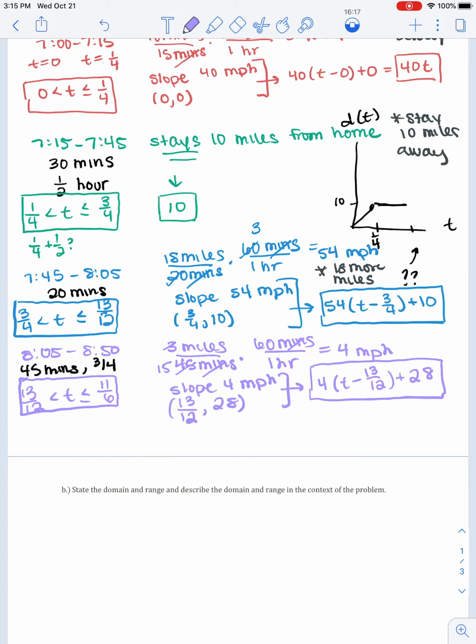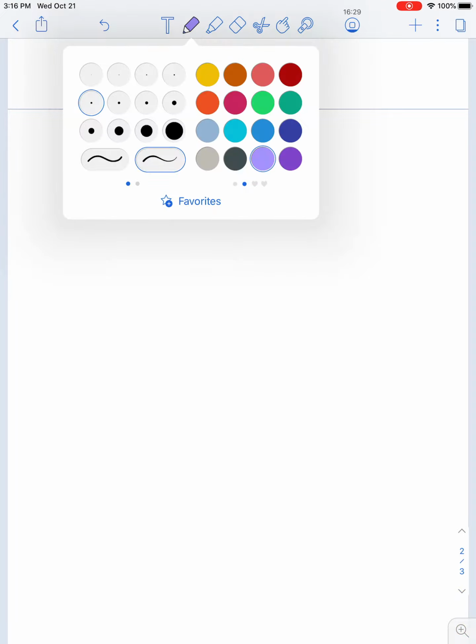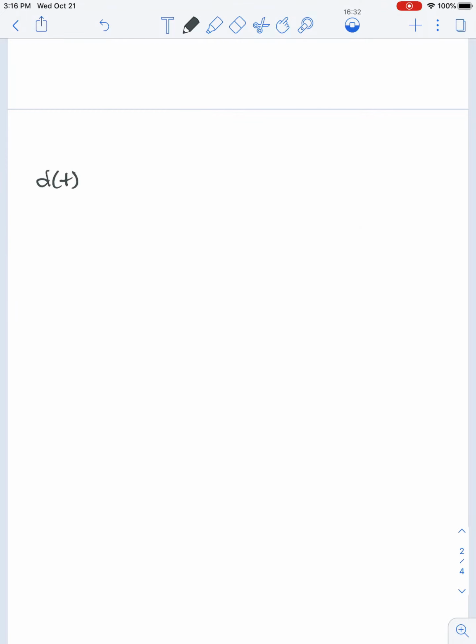Written in this way, it is not our piecewise function. So I'm going to go ahead and scroll down because I've run out of room. Down here on this last page, I'll show you how to put this all together. So our d of t, our output value, our distance from home, is defined by 4 different pieces. It was defined by that linear piece where Martin was traveling at a rate of 40 miles per hour. He did that for 15 minutes. It was then defined by that constant piece of 10 where he just hung out at the donut shop. He stayed at the donut shop for 30 minutes.